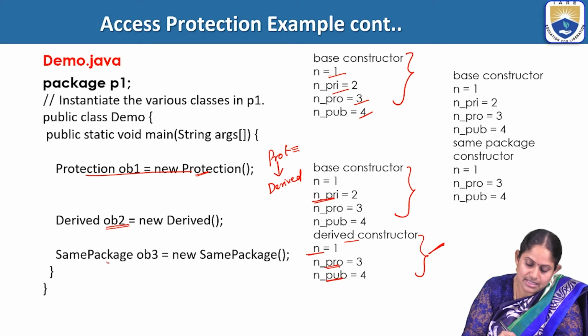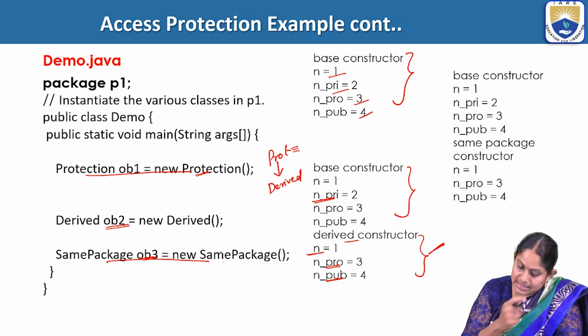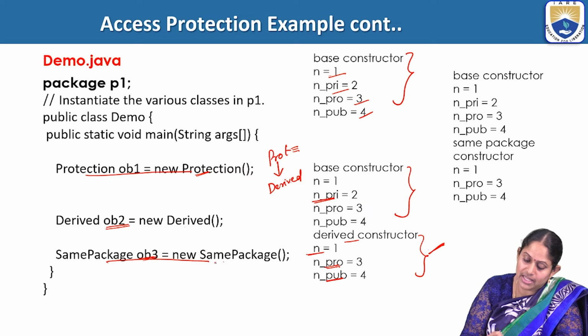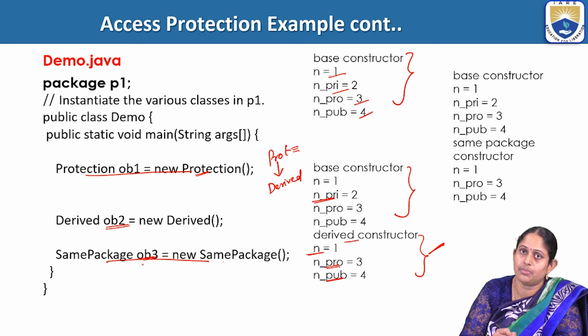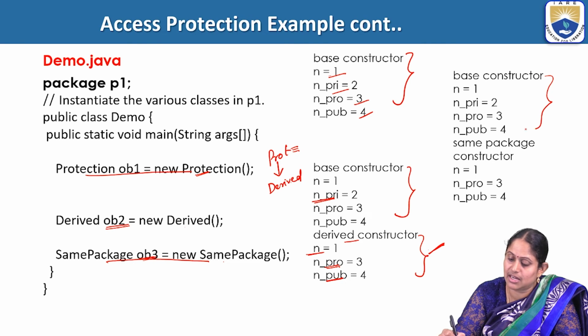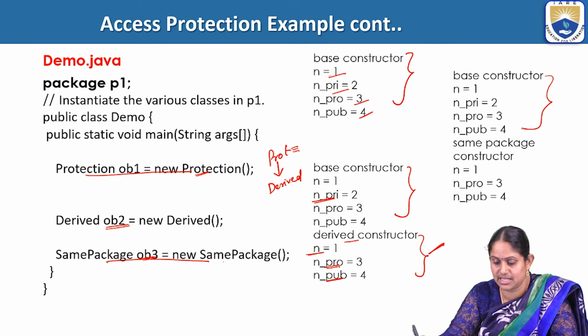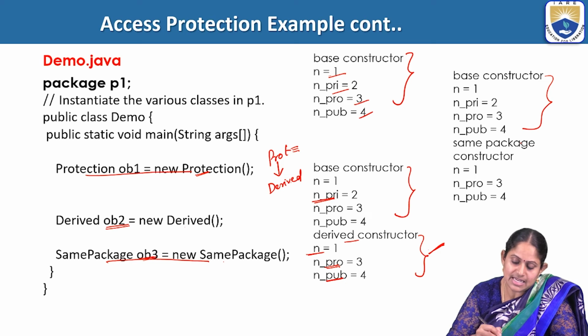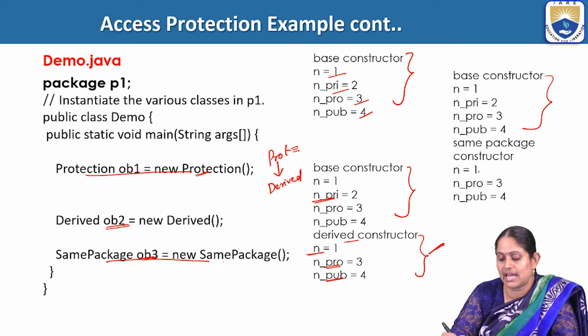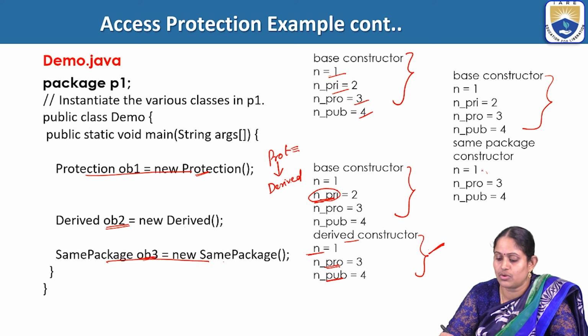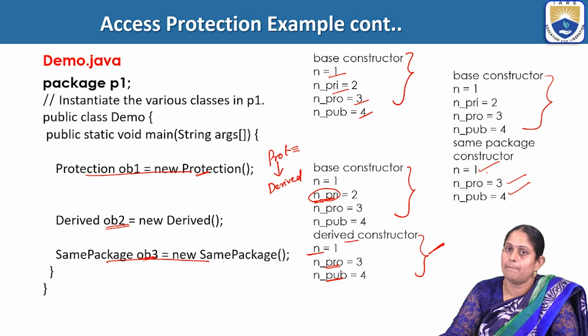Now in the third case, we are creating an object of the same package class, and inside the same package you are creating the object of the protection class. Hence we get the protection class constructor statements, and inside the same package also we cannot access the private member. The private member of the protection class cannot be accessed. You can access only the default, protected and public members.